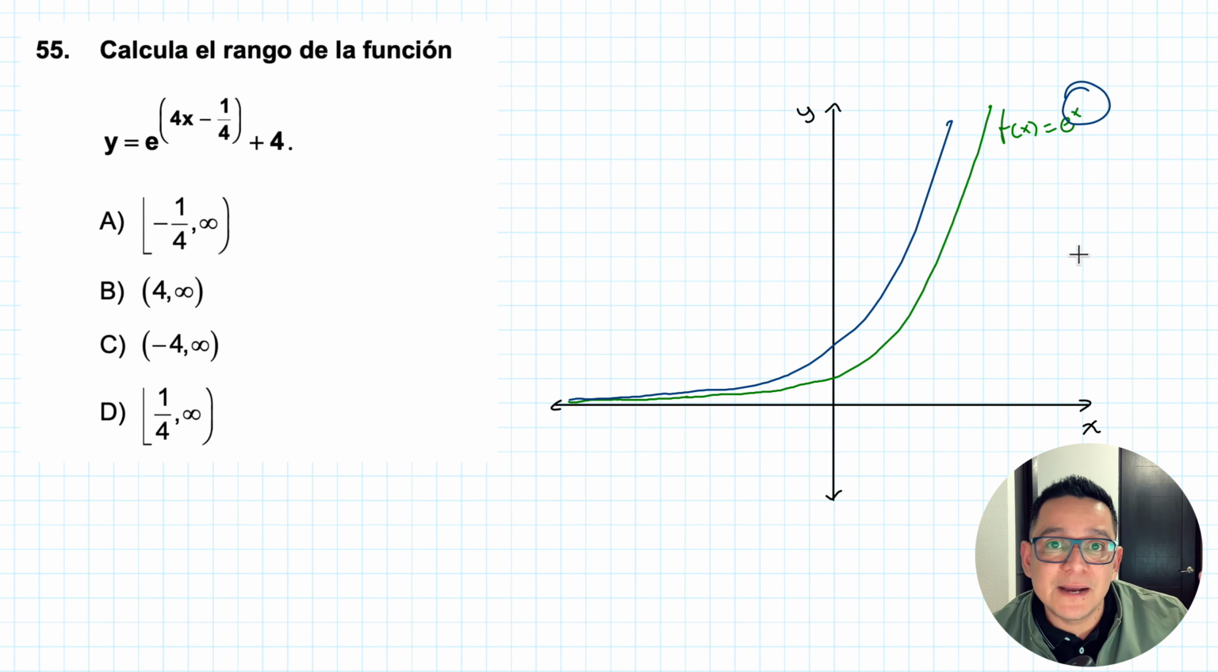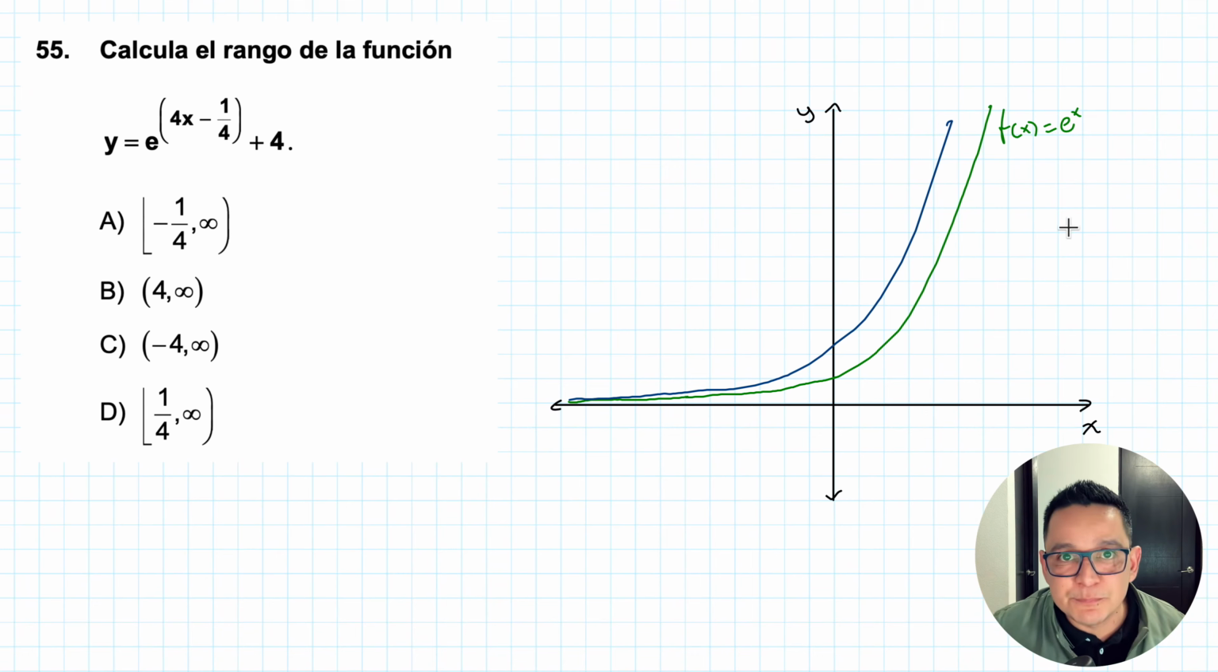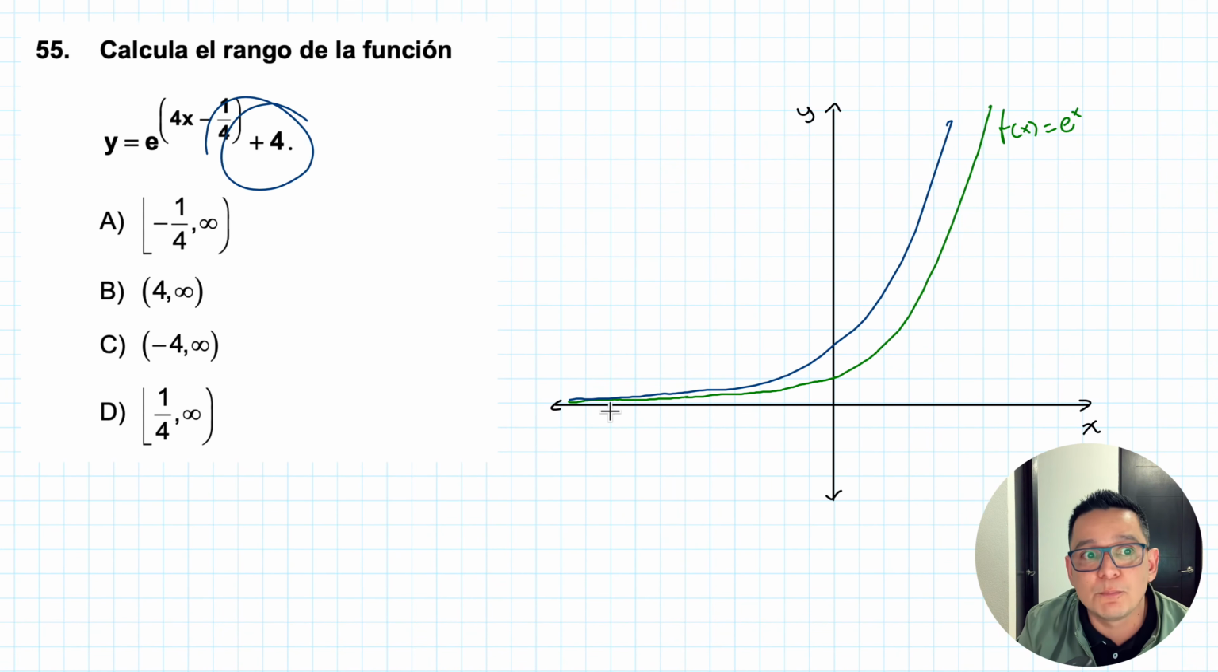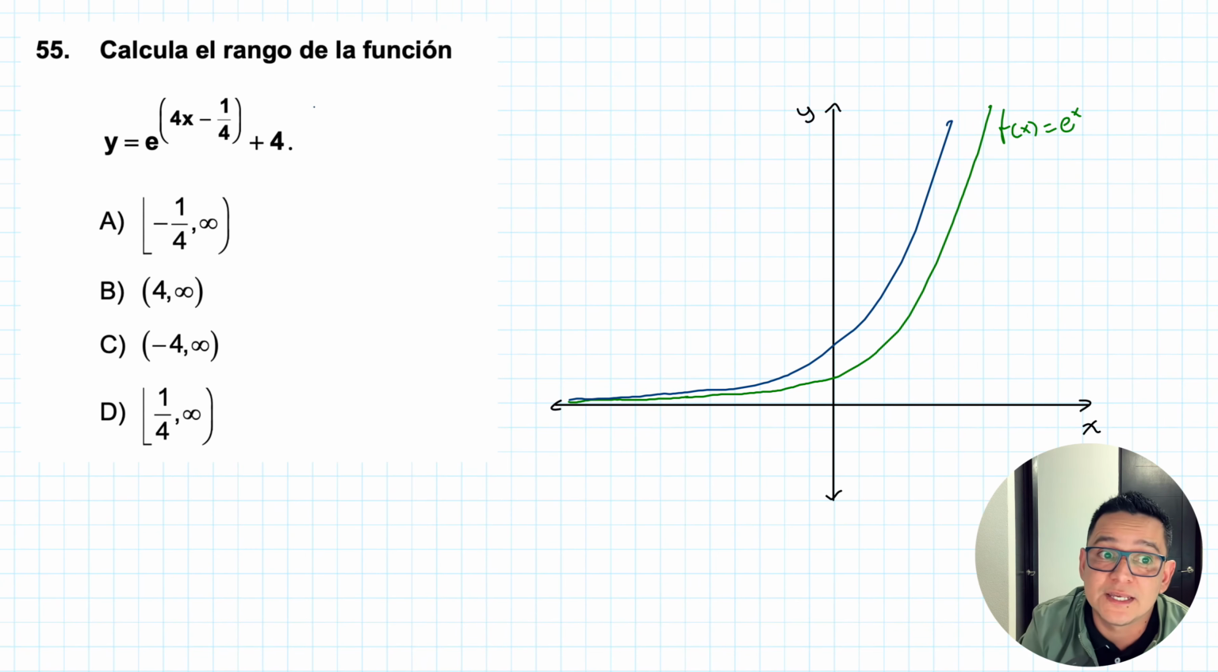What is it that does change and actually affects your answer in that case? Well, the only thing that does affect your answer is this 4. Because this 4, remember what it does? Since it's outside and positive, it shifts the whole graph up by 4 units, right?